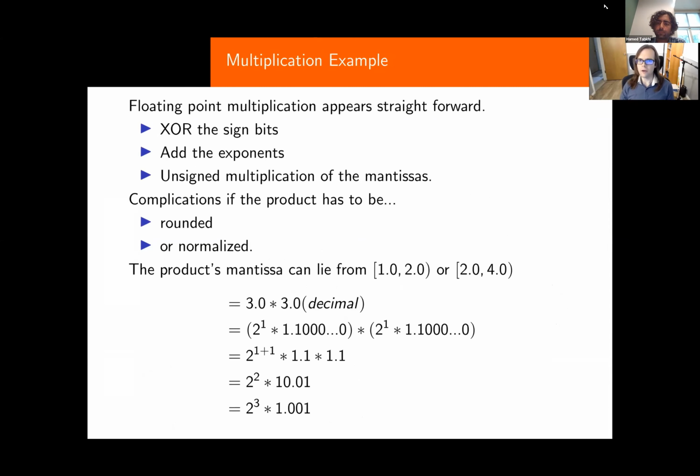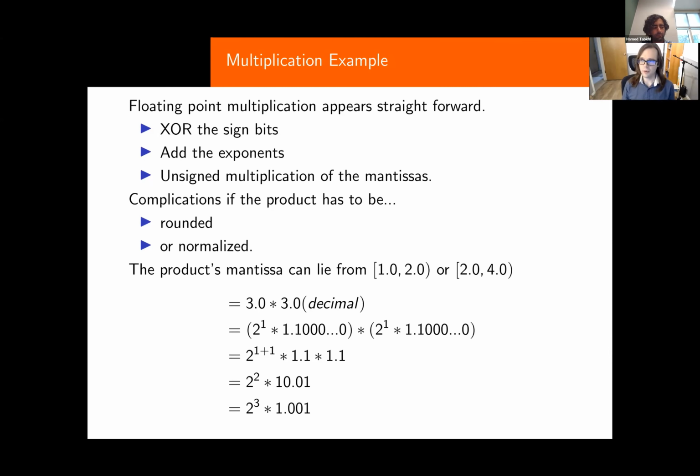The floating point algorithm is relatively straightforward, at least initially. You XOR the sign bits together, add the exponents, and then use unsigned multiplication for the mantissas. Things start to get a little more complicated once we realize that we have to round our numbers, and additionally, may have to normalize the product. What exactly does that mean? Well, IEEE numbers require that the mantissa lie in the range of 1 to 2. Unfortunately, multiplication can end up producing results that lie outside this range, specifically in the range of 2 to 4.